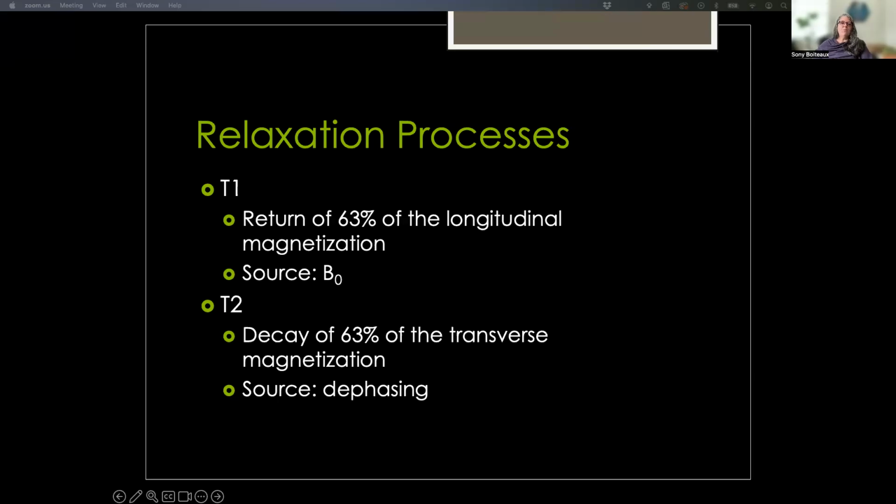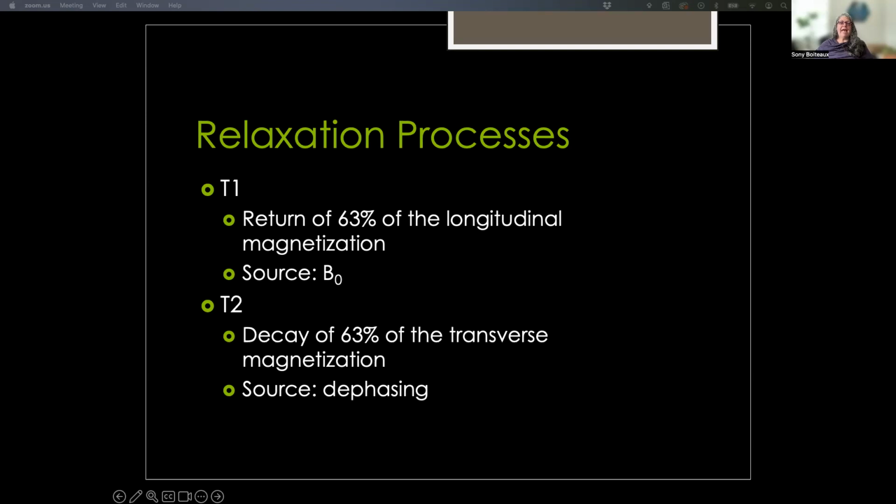Okay, so T1 relaxation, there's 2 types of relaxation processes, T1 and T2. T1 relaxation is going to happen when our patient's hydrogen nuclei realign with that B0 field or the longitudinal magnetization. When 63% of the patient's magnetization has realigned with our main magnetic field, that is our T1 time. Now that's important because it's different for every tissue.